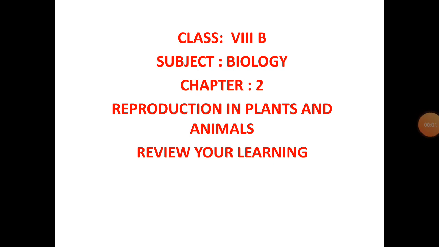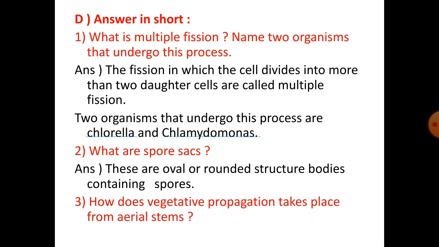Students, now we will start Chapter 2, Reproduction in Plants and Animals. Review your learning. Number D. Answer in short. 1. What is multiple fission? Name two organisms that undergo this process.